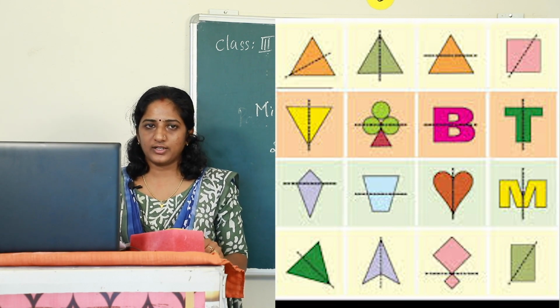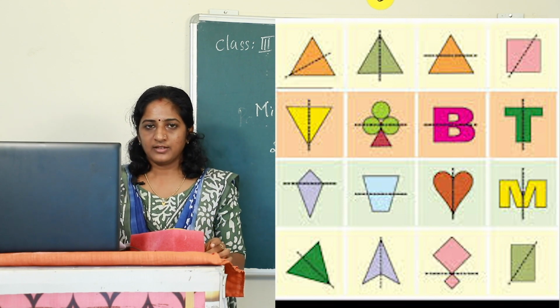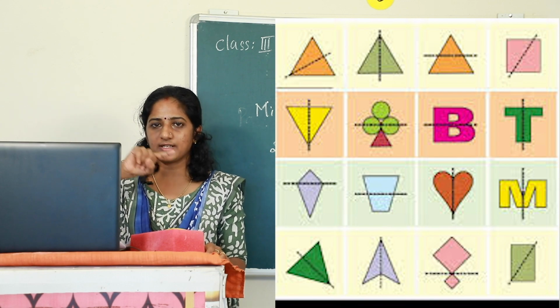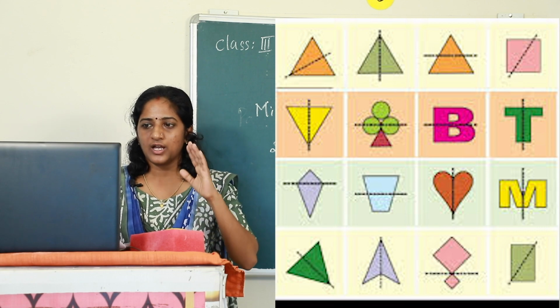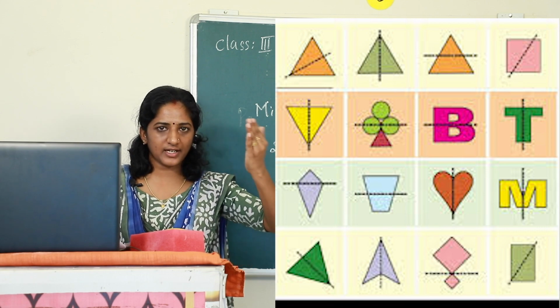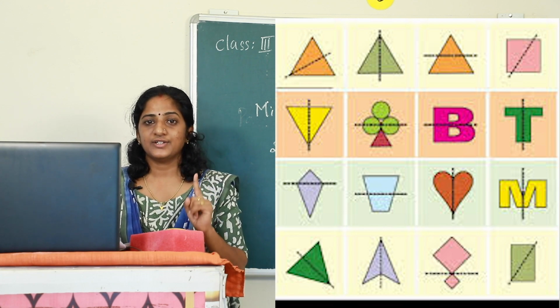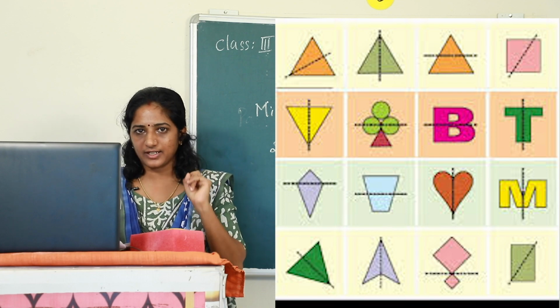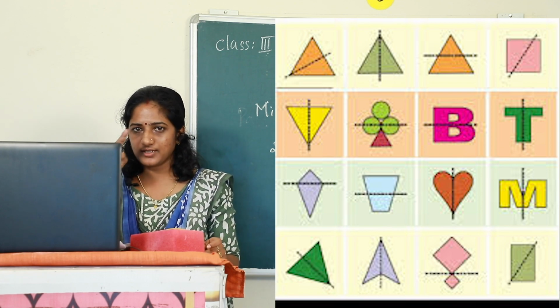In the first picture, there is an orange color triangle, and a line is passing in between. Can you see it? Yes. Whether that line divides the triangle into similar halves, look carefully. Yes, that line divides the triangle into similar halves. You are correct. Now move on to the second figure, that grey color triangle.